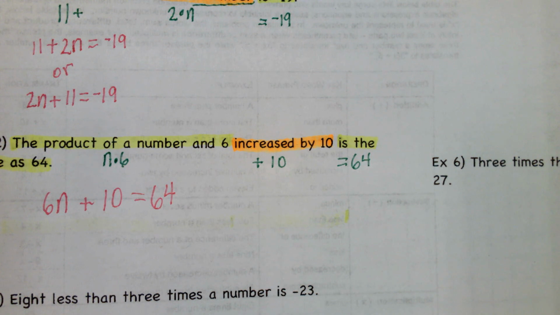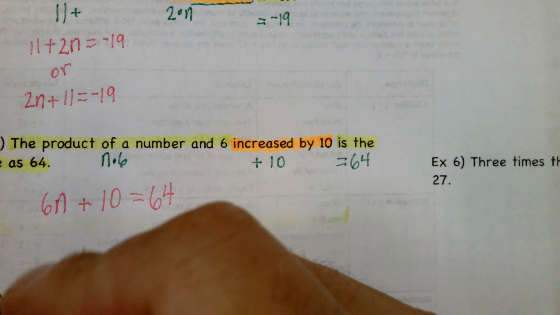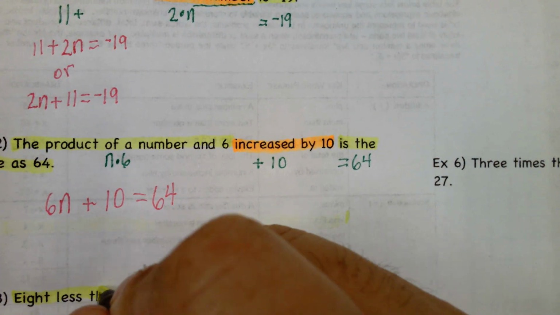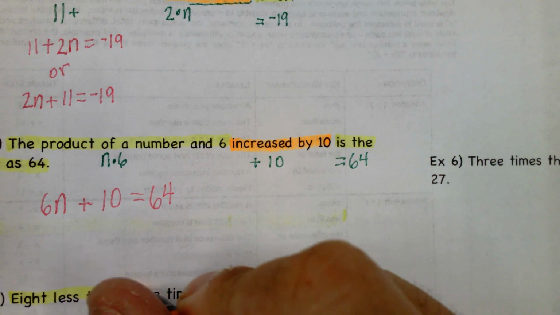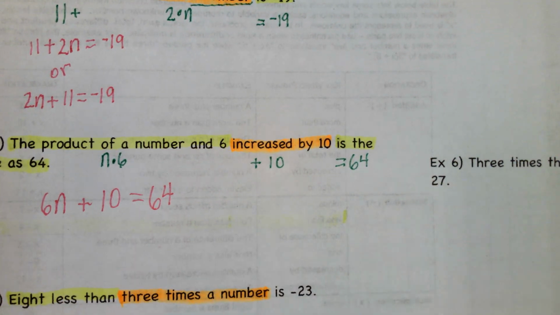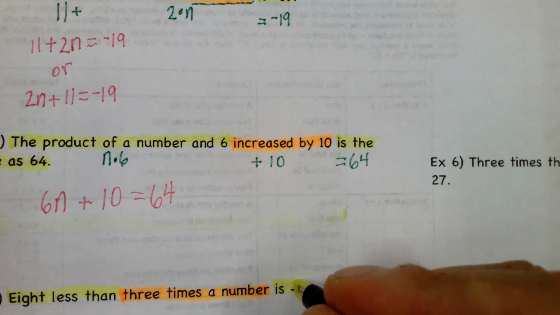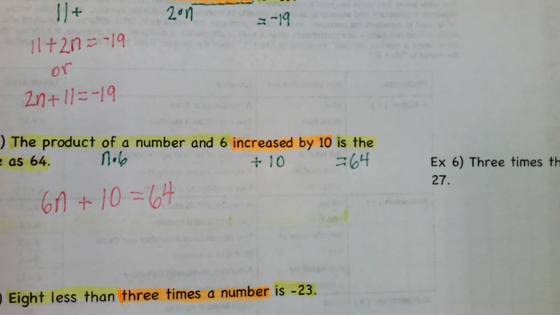All right, let's go to the next one. 8 less than 3 times a number is negative 23. It's a lot to take all at once, so let's break it down. What's our first phrase? 8 less than. And then we have 3 times a number. So I'm going to highlight that. And finally, is negative 23. Okay. That's not too bad.